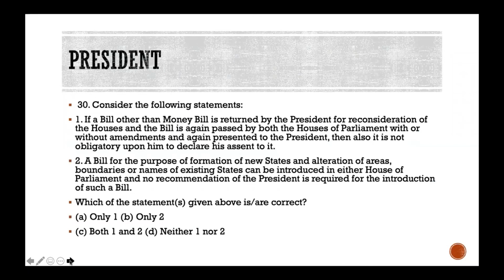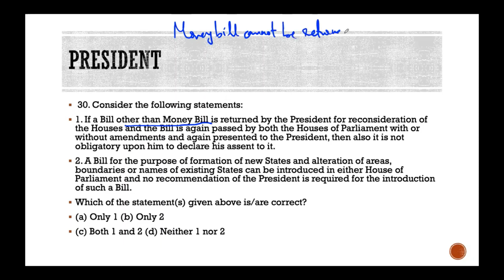Consider the following statements, guys. If a bill other than the money bill is returned by the President for the reconsideration of the Houses, and the bill is again passed by the Houses of Parliament with or without amendments, and again presented to the President, then also it is not obligatory upon him to declare his assent to it. Now, when I say other than money bill, why do they mention other than money bill? Why not money bill? Because money bill cannot be returned. Wonderful, Manvi.